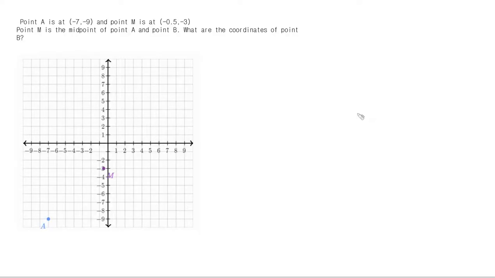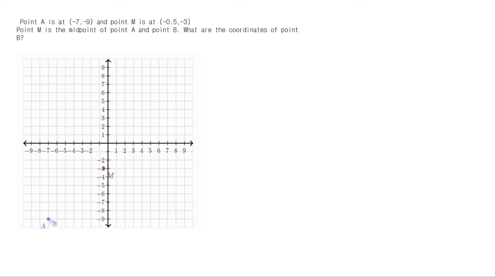In this video, I'm going to talk about the last example of finding the midpoints between points on the coordinate graph. The question is, point A is (-7, -9), which means the x value is -7 and the y value is -9. It is right over here that I'm pointing out. And point M right over here is at (-5, -3).